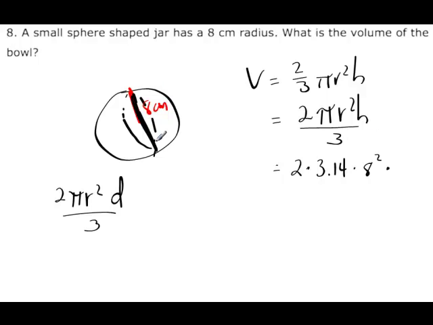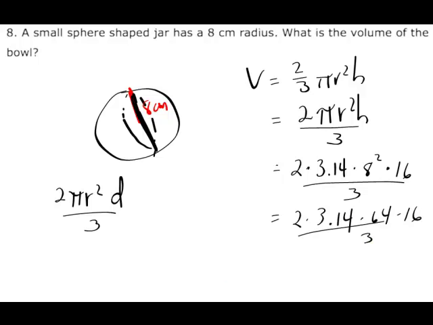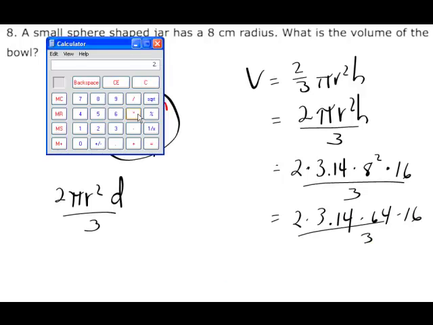So my height would be 8, and another 8 would be 16, and then I divide by 3. All right, so let's go ahead, and I know that 8 squared is 64. I don't need a calculator for that. But now I want a calculator to do the rest. So I have 2 times 3.14 times 64 times 16.